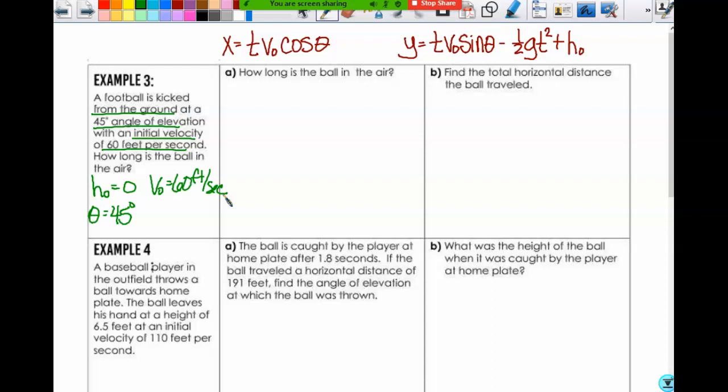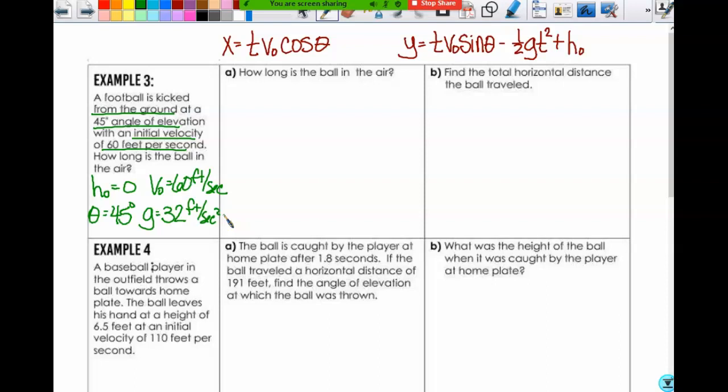How long is the ball in the air? So the other thing that we don't have on here yet is that gravitational constant. So gravitational constant here, since we are in feet, is going to be 32 feet per second squared. Okay. So it's asking me, how long is it in the air?